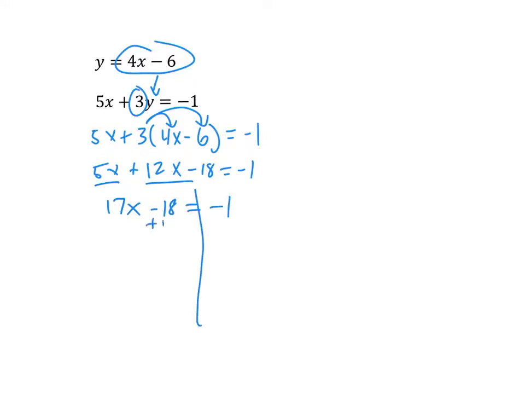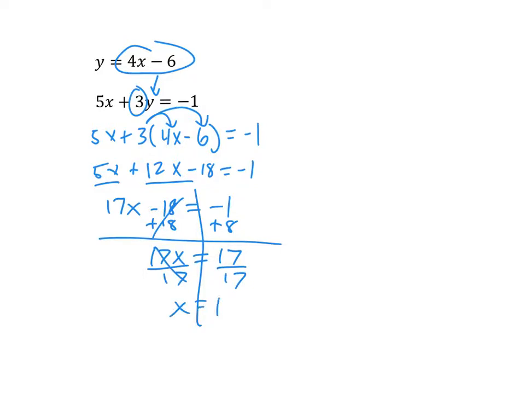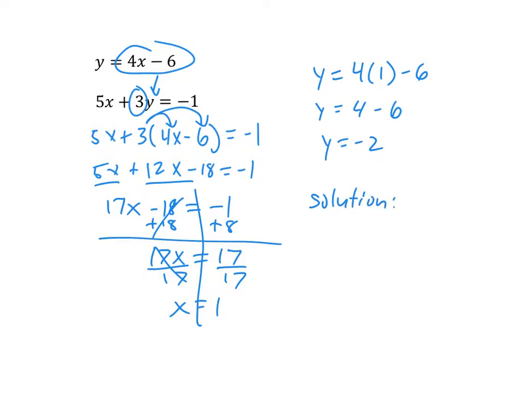Solve for x by adding 18 to both sides. Then we get, those will cancel, 17x equals 17. Divide by 17 on both sides. x is equal to 1. And then we'll substitute that back into our equation for x, into that first one to solve and figure out y. So we get y equals 4 times 1 minus 6. y equals 4 minus 6. y equals negative 2. And our solution then becomes the ordered pair (1, negative 2).